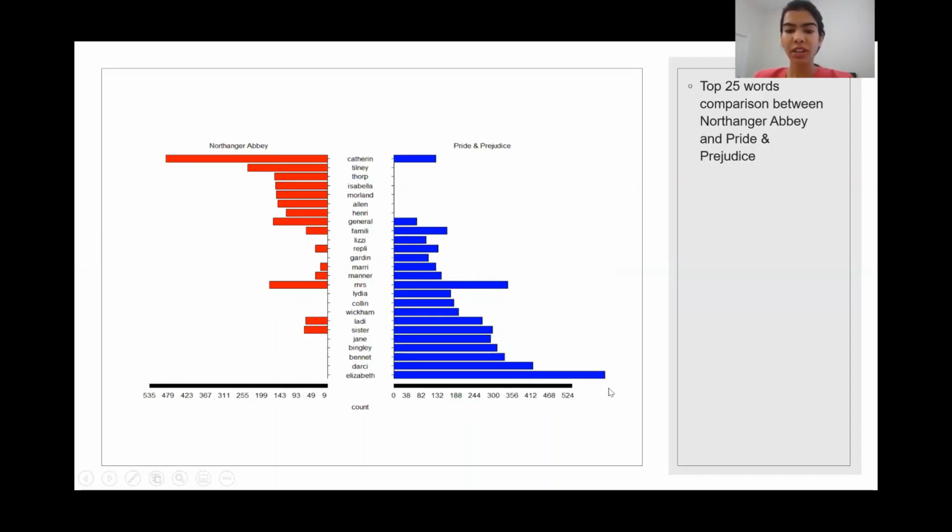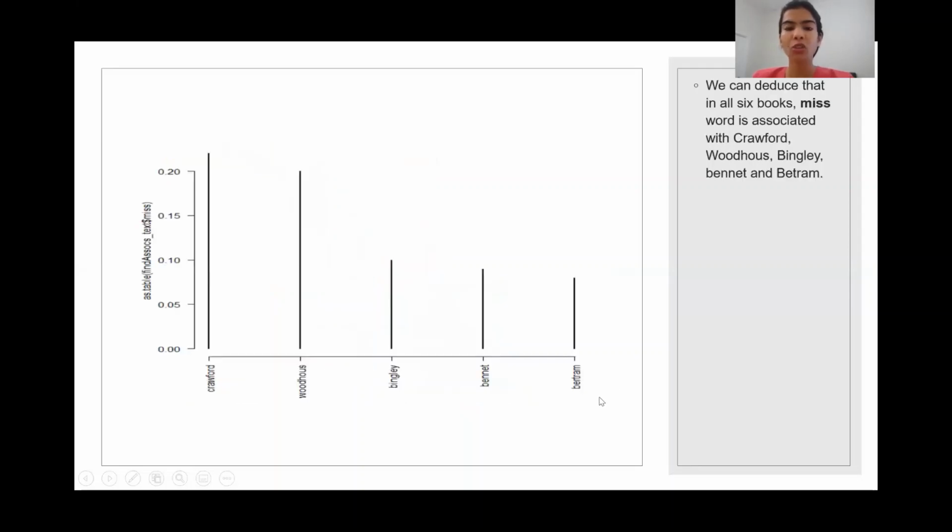As I mentioned earlier, Elizabeth is the main character of Pride and Prejudice. To move forward, the next interesting thing was to deduce that, as we have seen, Miss and Mrs. are the most frequently occurring words across all the 6 books. So the interest was to find whether there are particular words associated with these 2 words.